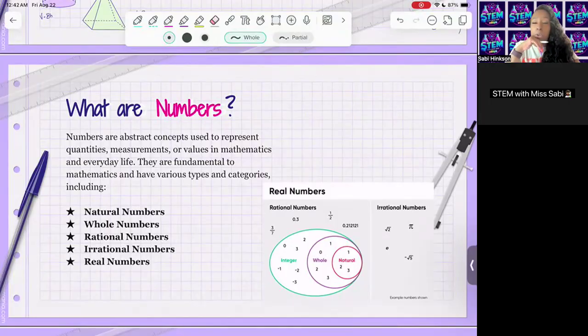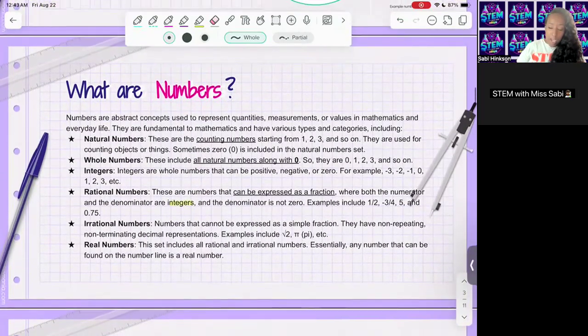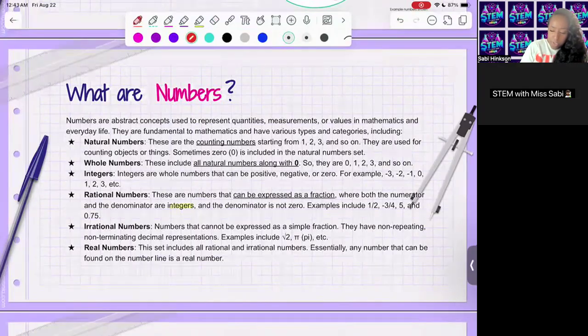Again, real numbers encompass both rational and irrational numbers. All these categories that we just spoke about fall under real numbers. Okay, so we have those definitions there. I just described them. And again, just reminding you that for natural numbers, I got this definition from a website, but I'm not going to include zero for natural numbers.